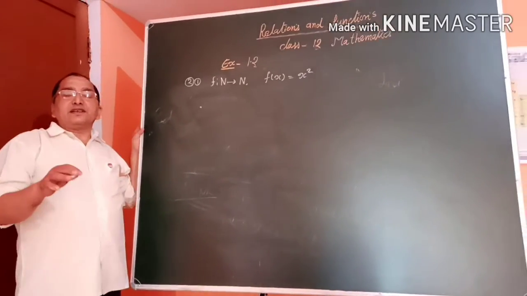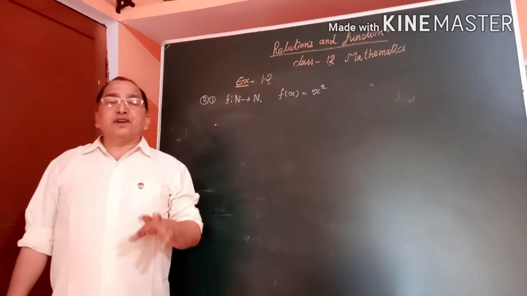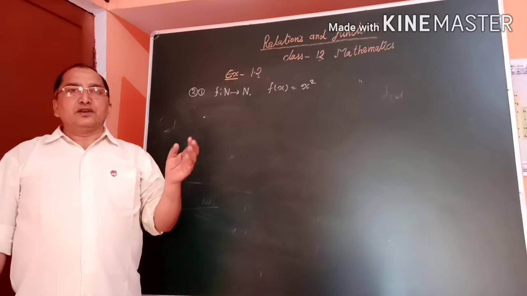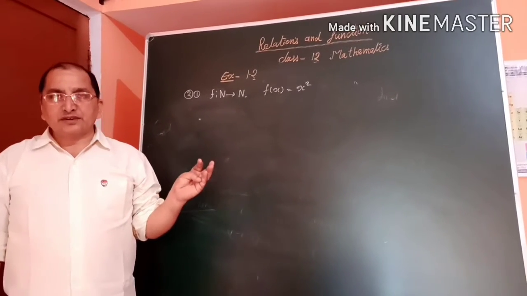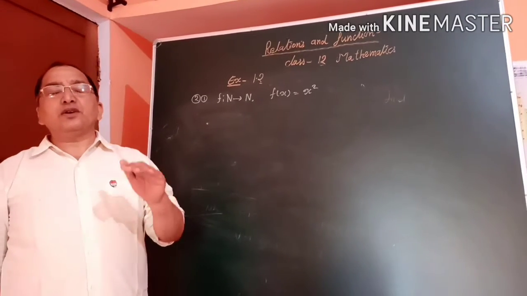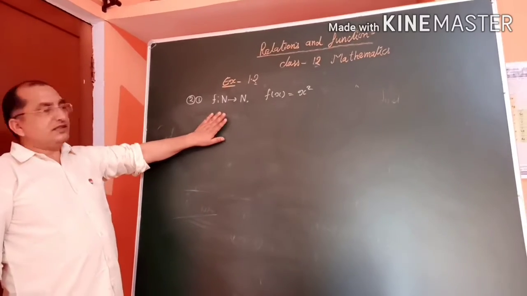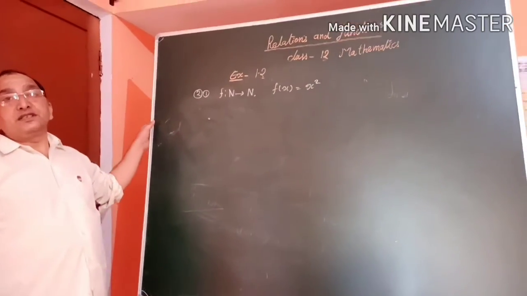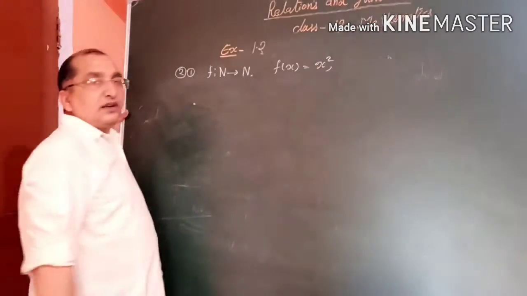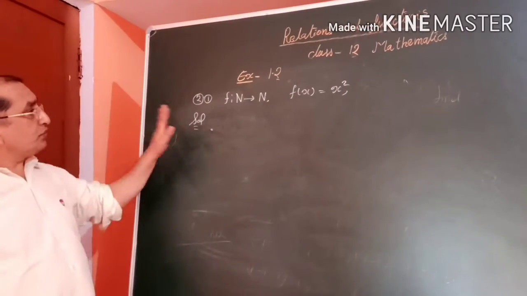In our previous lecture, we studied the types of functions. How many functions have we discussed? One-one function, injective function. Onto function, surjective function. A one-one and onto function is known as a bijective function. Here we have to prove that this function is one-one and onto. So, the solution. Before that, we have to go through the question.